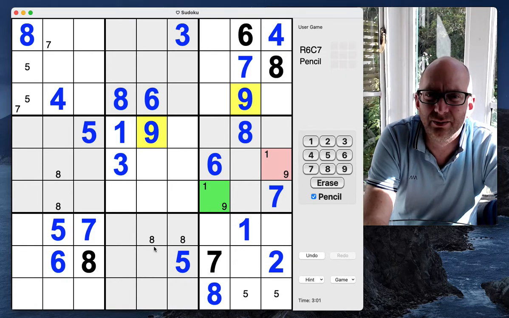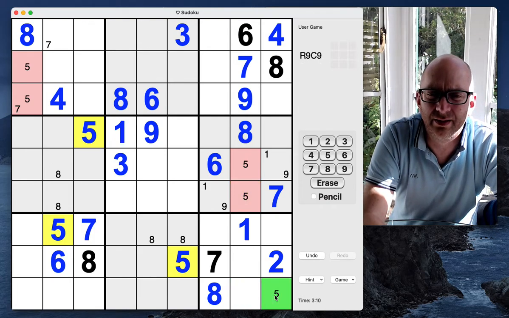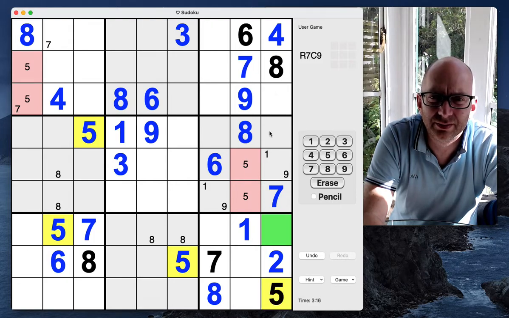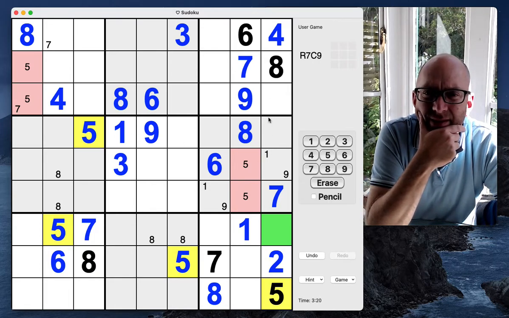Let's see what else. Okay, so now, there's a 5 here running along the top. So one of these two has to be a 5 now, which means that can't be a 5. So this is a 5. And I wonder whether this... Well, I think we'll have a bit of restriction now in this area of the grid.